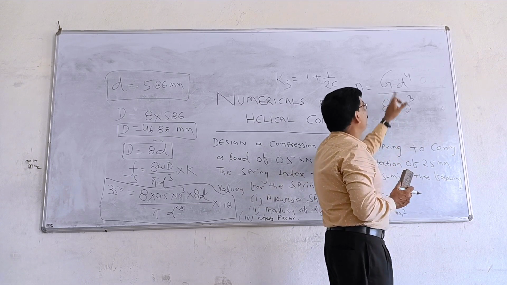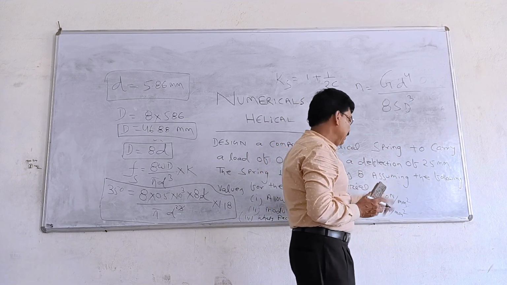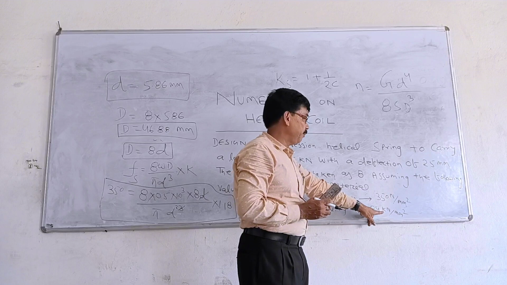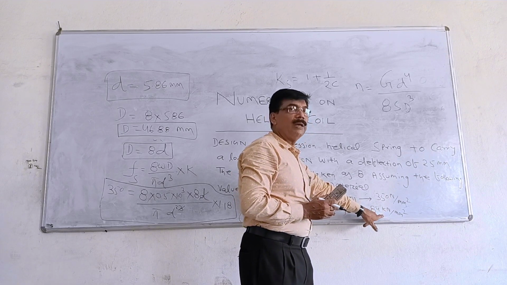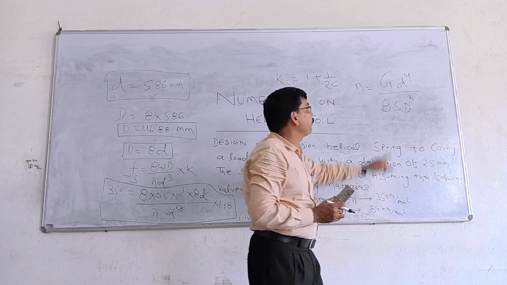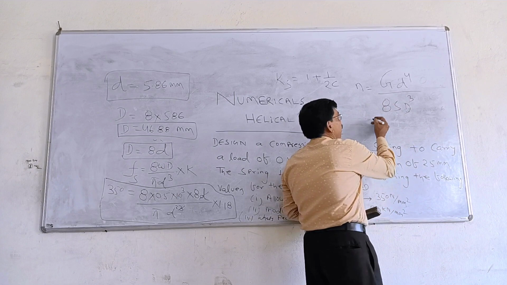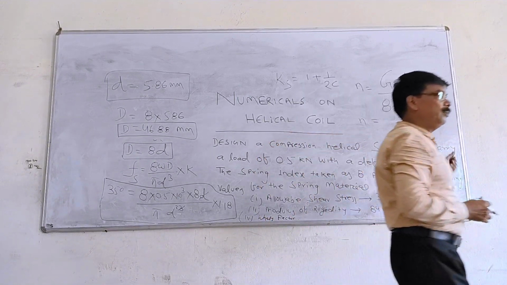So put the value in n. Put the value of G. G is given as 84 kilonewton per mm square. So convert it into Newton. It is given in kilonewton per mm square, so for Newton multiply with 10 to the 3. And everything is given. So find out the number n.